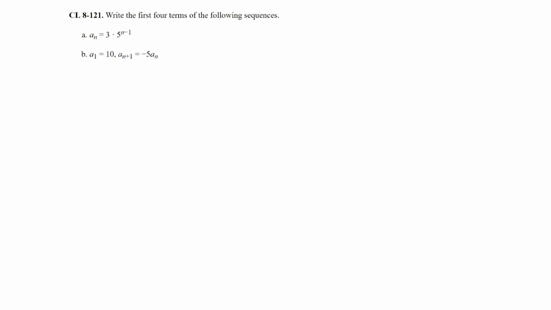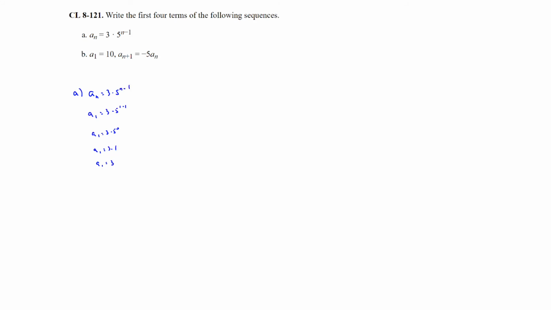Question 121. Write the first 4 terms of the following sequence. So on this one, they're using the a sub n form. And so that's just saying in terms of whatever term we're looking for, a sub n is equal to 3 times 5 raised to the n minus 1. So if we wanted to find the first term, we just plug 1 in for n. So 1 minus 1 is 0. So we have 3 times 5 to the 0 power, which is 3 times 1, and that is 3.